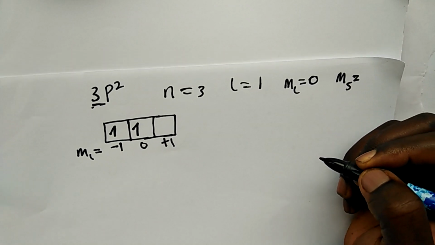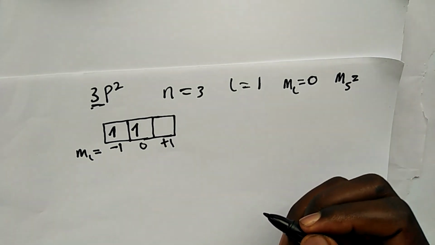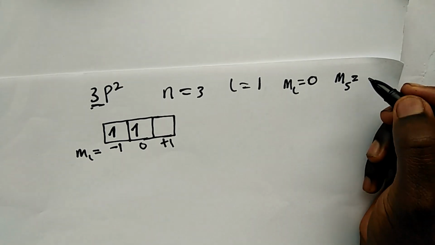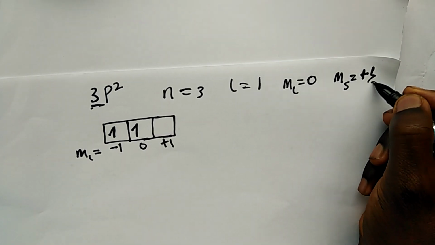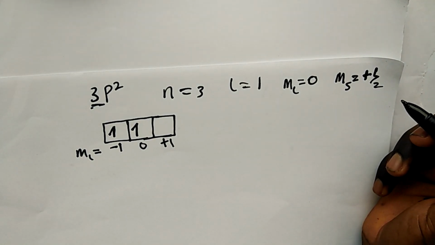Now for ms, we know that when it spins up, it's plus half, and when it spins down, it's minus half. Therefore, ms is equals to plus half. So these are the 4 quantum numbers.